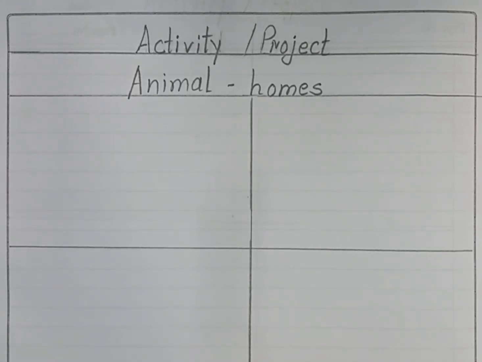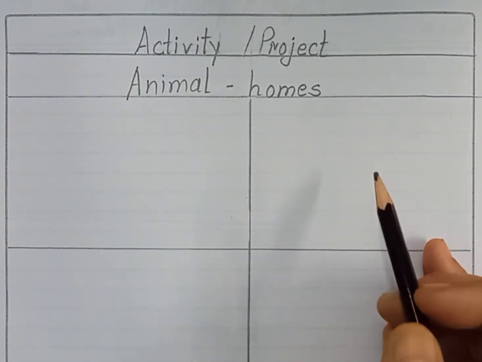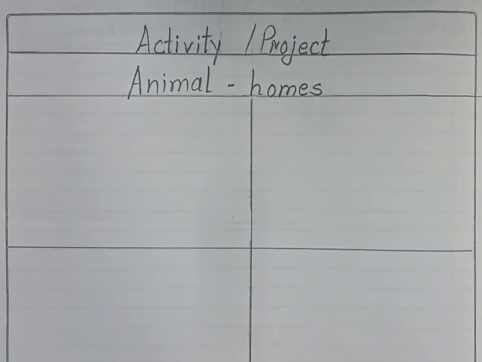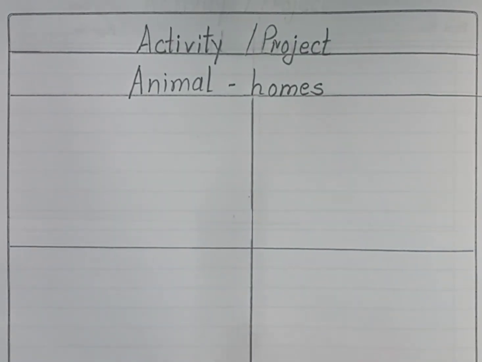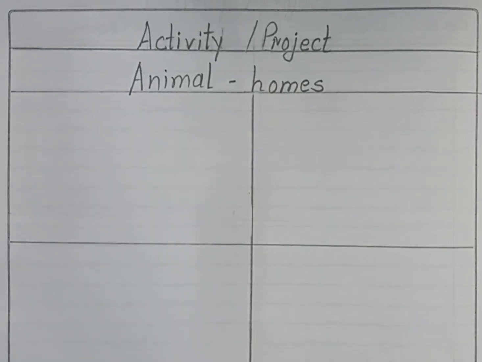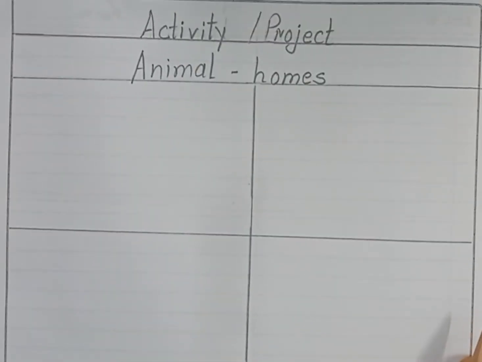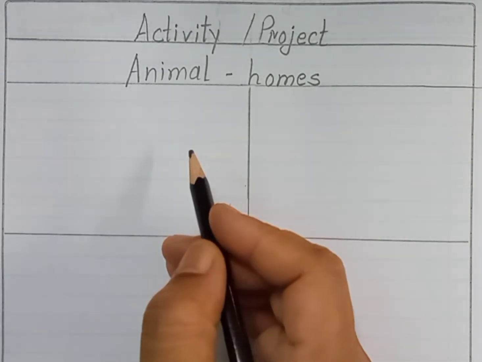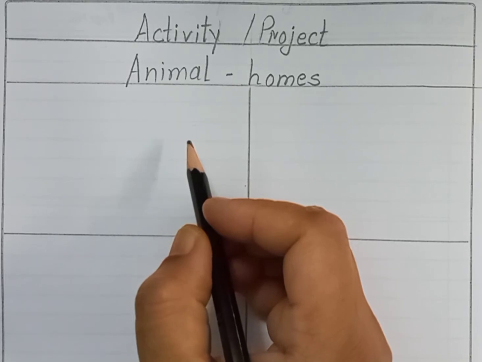Good morning, dear children. Here is an interesting activity for you, animal homes. We are going to draw a few pictures of animals and their homes, and we'll write their names too. So here I have made these boxes to separate the animals with their homes. So first, which animal do you want to draw?